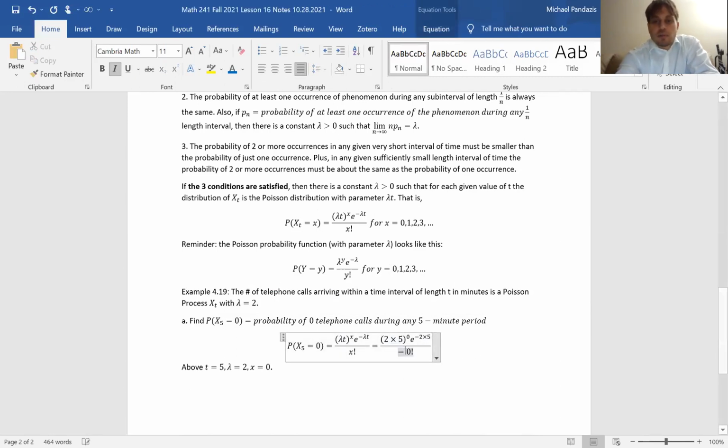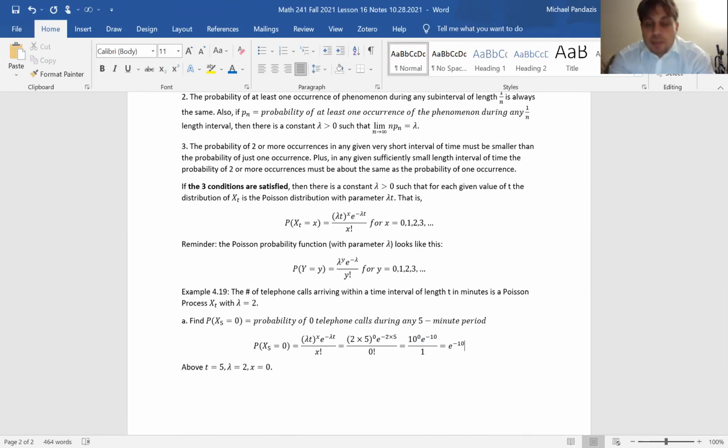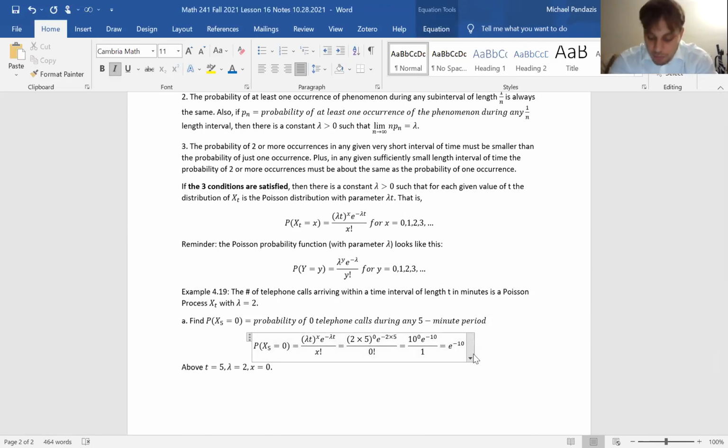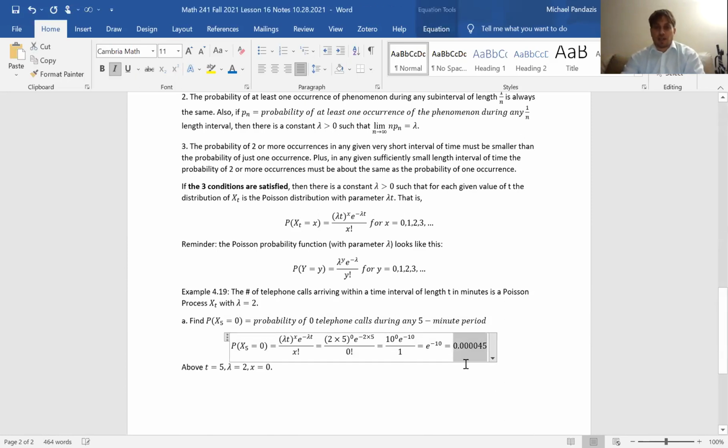And so now you calculate this probability. And so 0 factorial by definition is 1. 2 times 5 is 10. You have 10 raised to the 0 power times e raised to the negative 10th power. So 10 to the 0 is 1. And so you get this is equal to e to the negative 10th power, which is equal to 0.000045. That's an approximation. It's rounded to the nearest 6th decimal place.